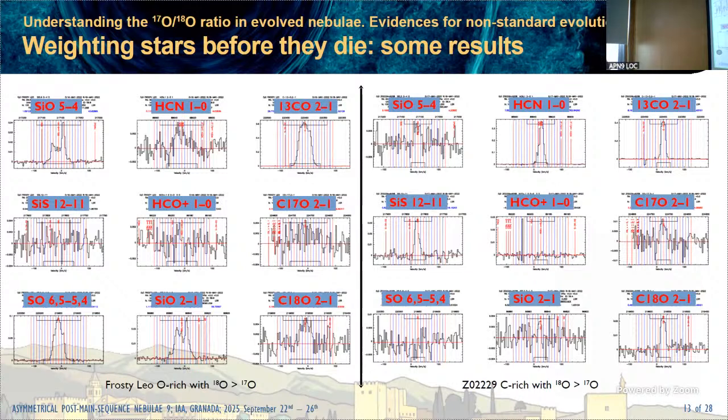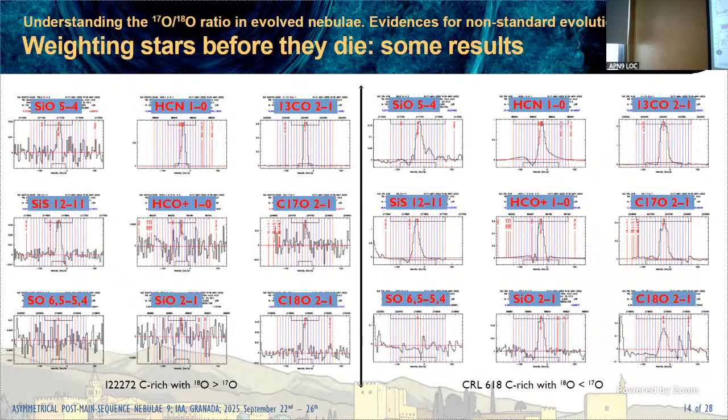And the ratio is, you have more 18O than 17O, that's fine. But in this other case, we don't have SO, we have SiS, which means that this object is carbon rich, with pretty strong HCN lines, very weak HCO+, very weak SiO. So this is carbon rich, but again, 18O is stronger than 17O, which was not expected. The same happens with this IRAS 22272. On the contrary, this CRL 2688, this protoplanetary, is carbon rich and behaves as you expect for a carbon rich, with more 18O than 17O.